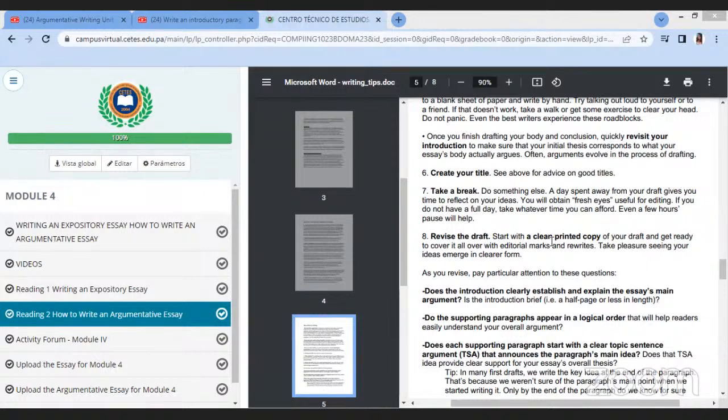The revision draft. Start with a clean print copy of your draft and get ready to cover it all over with editorial marks and rewrites, and take pleasure seeing your ideas emerge in clear form. Okay? So, with this information, let me share with you the last part of the activity for today.